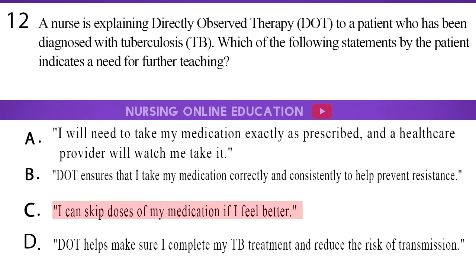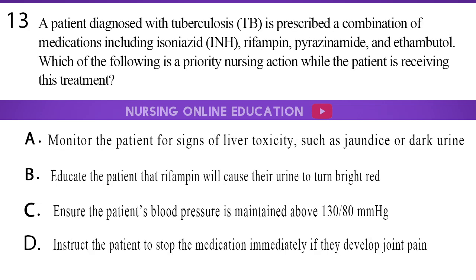The answer is option C. I can skip doses of my medication if I feel better. 13. A patient diagnosed with tuberculosis, TB, is prescribed a combination of medications including isoniazid, INH, rifampin, pyrazinamide, and ethambutol. Which of the following is a priority nursing action while the patient is receiving this treatment? A. Monitor the patient for signs of liver toxicity, such as jaundice or dark urine.